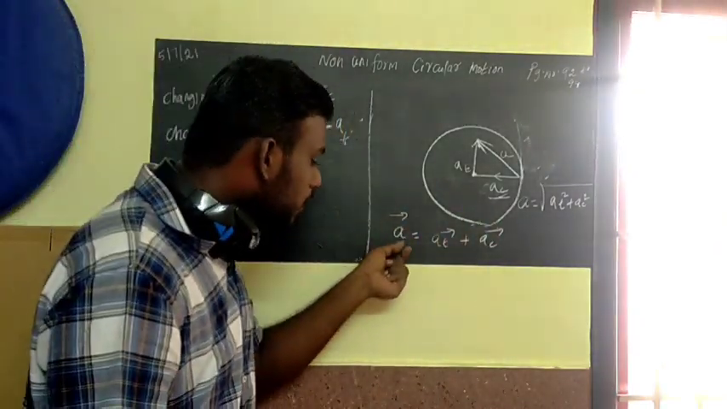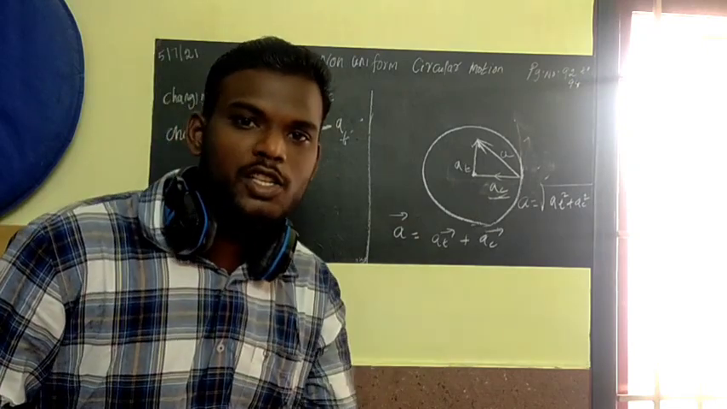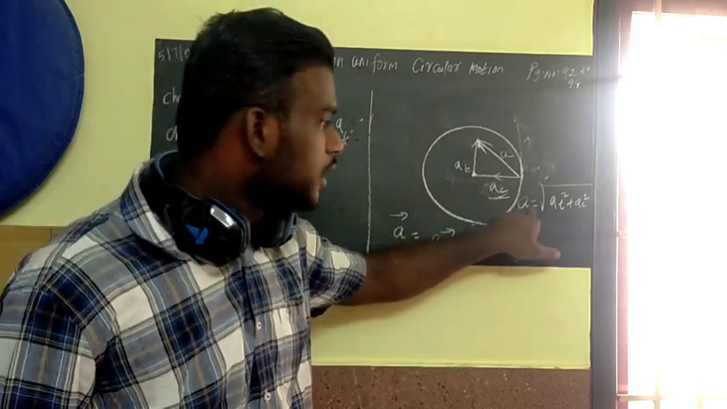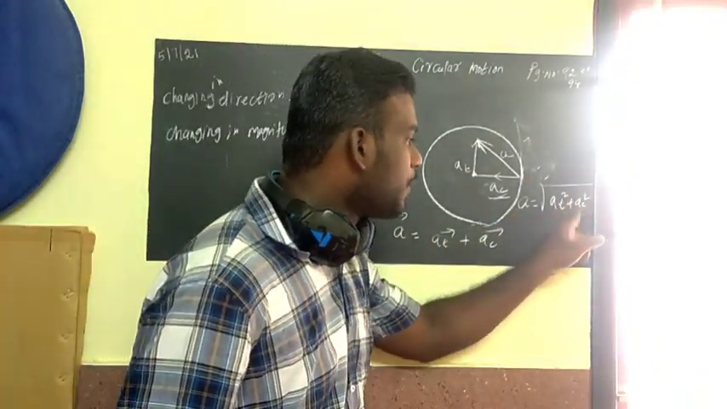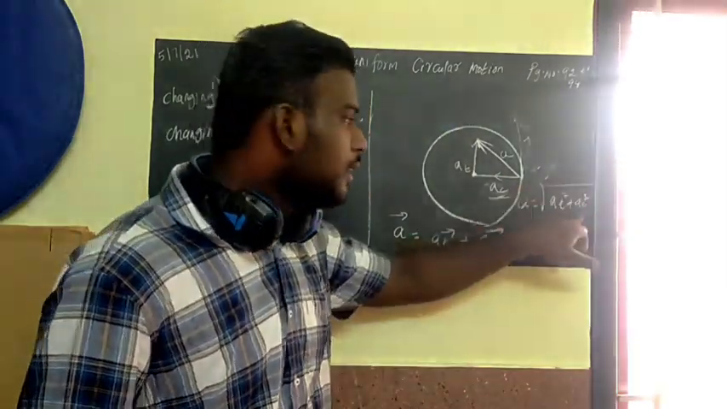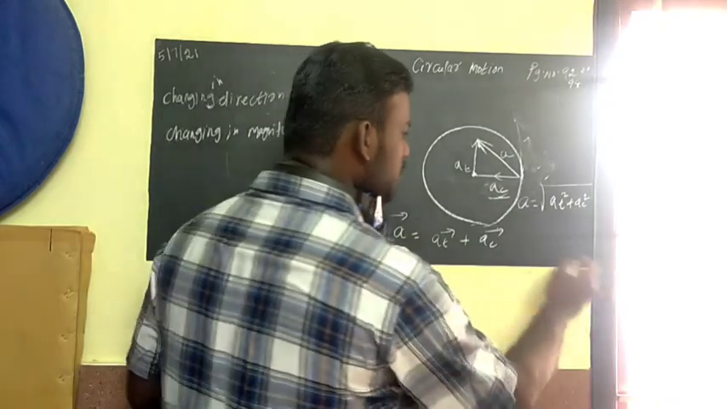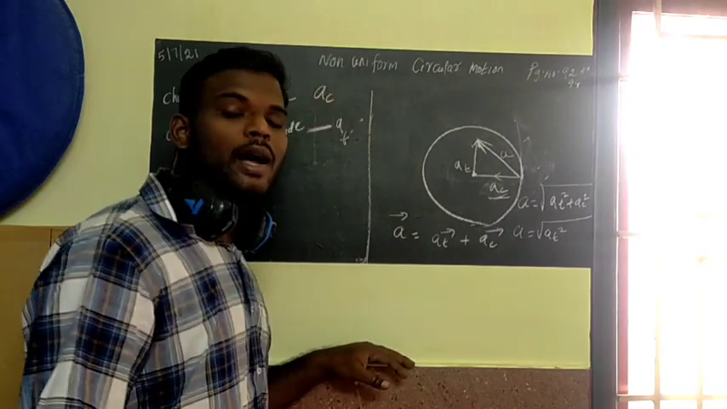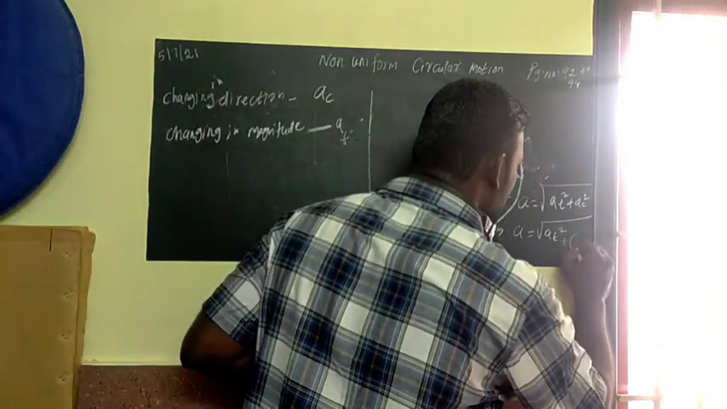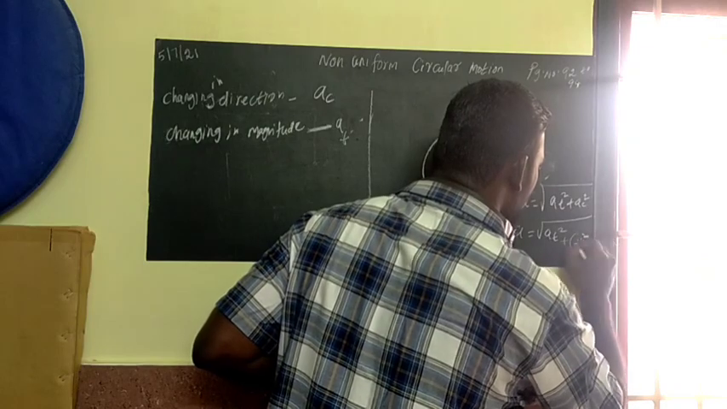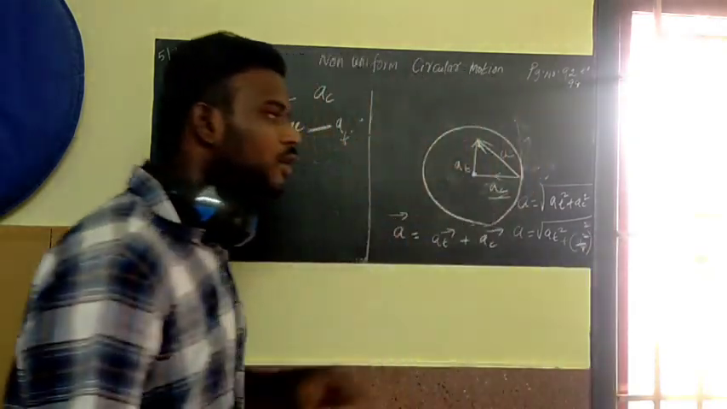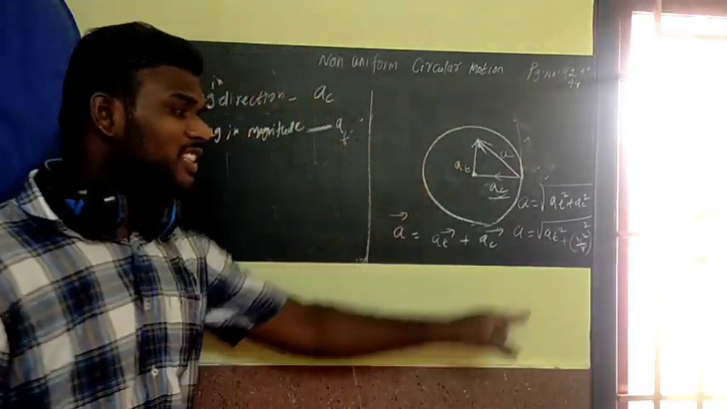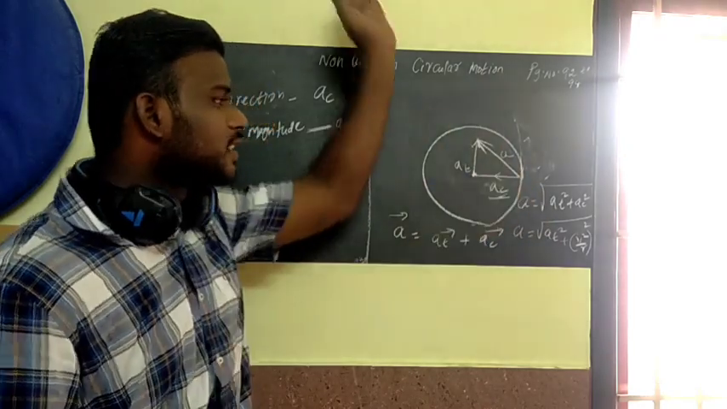Is that clear? If it is a vector, it has magnitude and direction. For finding the magnitude of the total acceleration, we are using root over AT square plus AC square, which means tangential square plus centripetal square. Is that clear? So I can write A equal to root over AT square plus, and we know the value of centripetal acceleration, that is V square divided by R, whole square. We studied that centripetal acceleration is equal to V squared divided by R. So this will be the magnitude of the resultant acceleration.